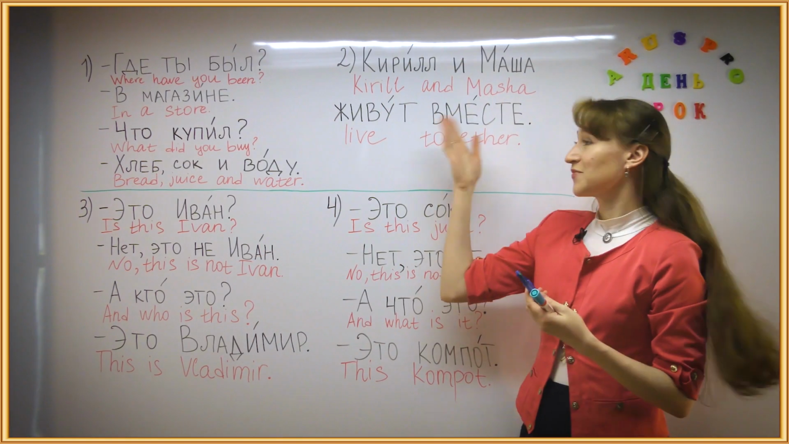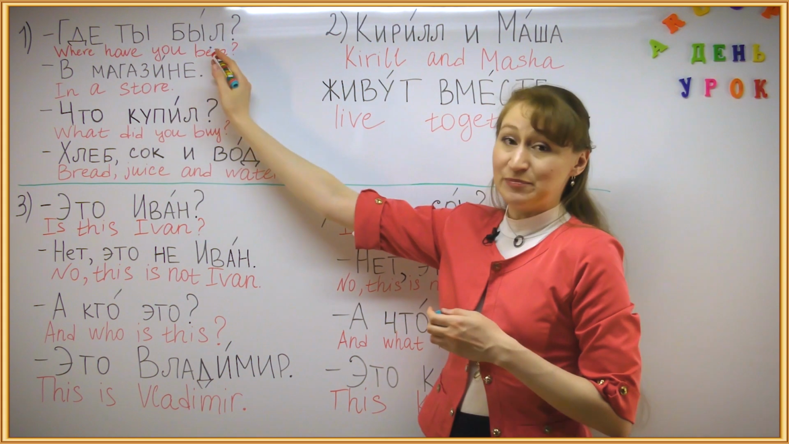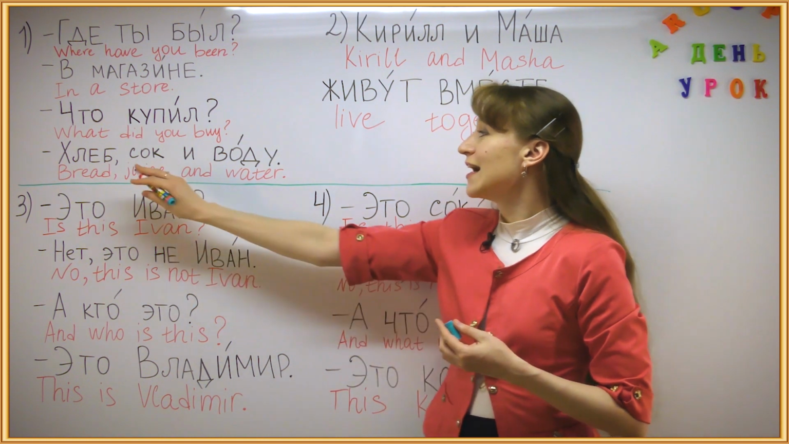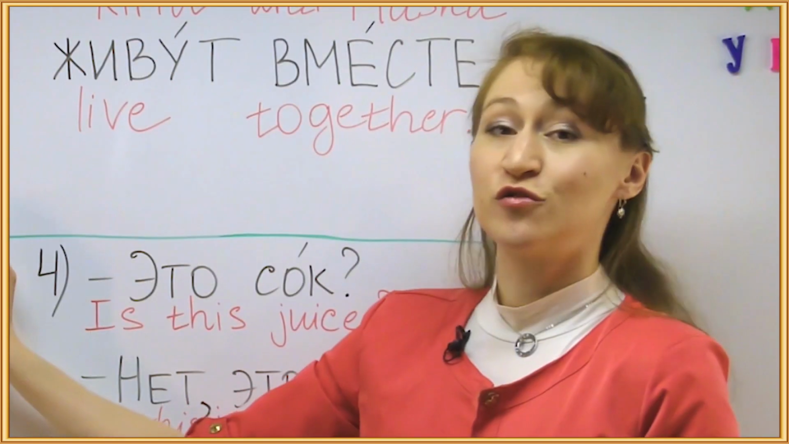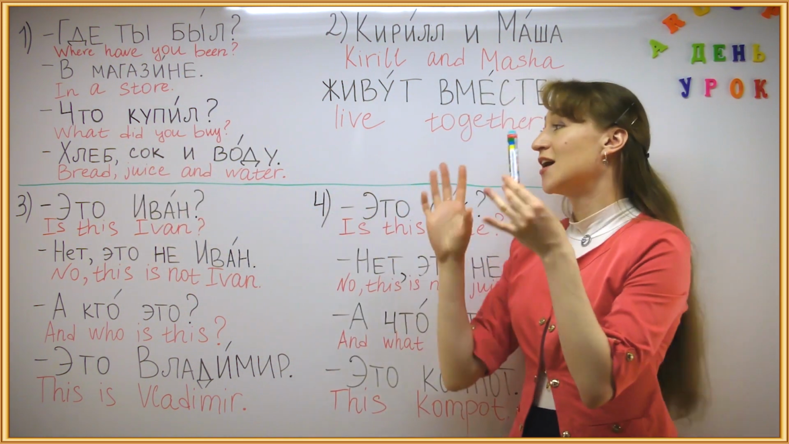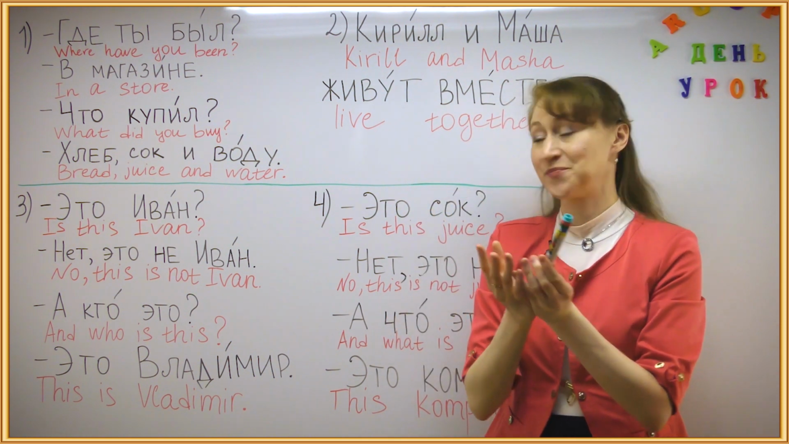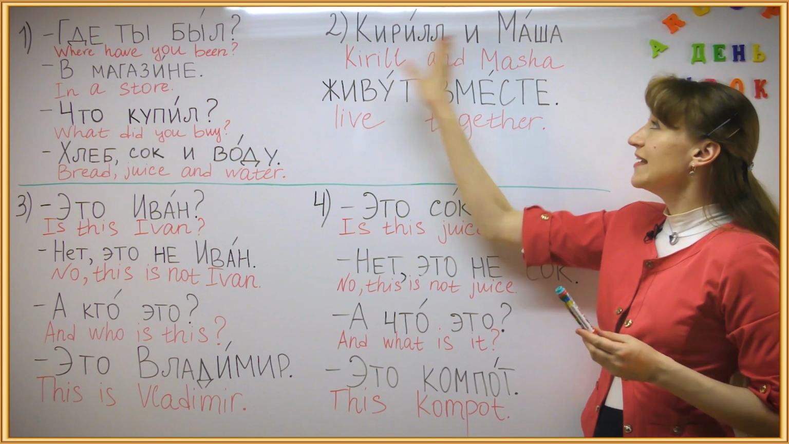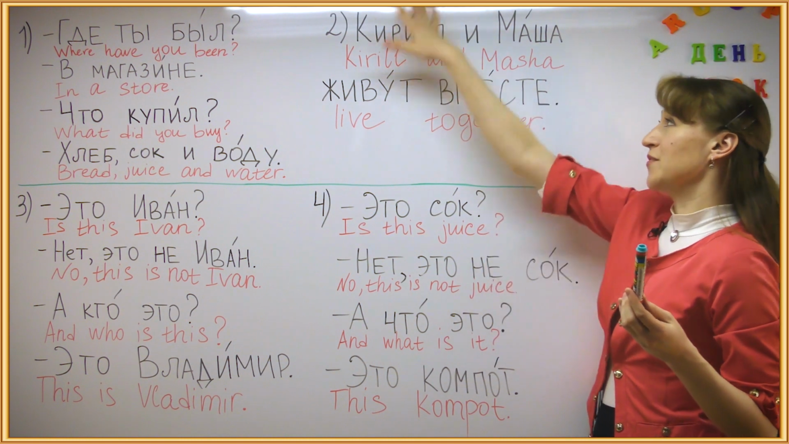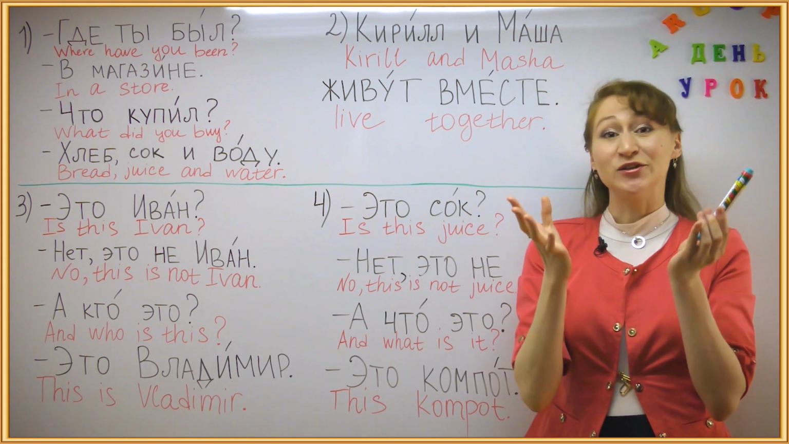Now let's look at some sentences, some examples. So the first sentence. Где ты был? В магазине. Что купил? Хлеб, сок и воду. So here we use и because, again, we look at these three items as one group, as a combination. Number two. Кирилл и Маша живут вместе. So they are a couple. So again, we look at them as one group.